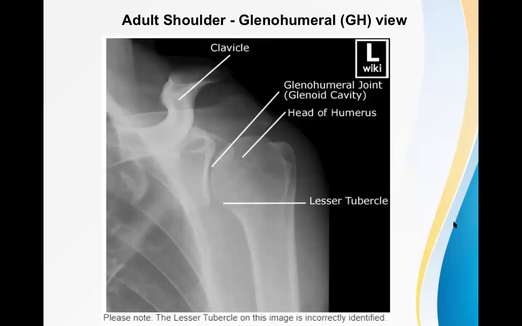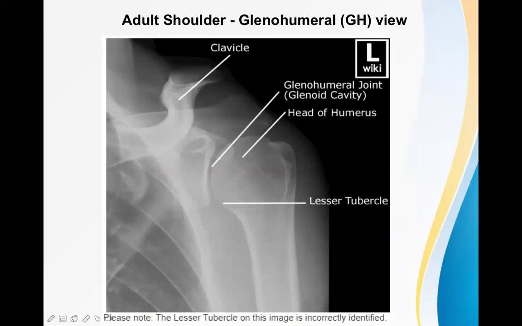Now, there are different types of view of the shoulder. This view is called the glenohumeral view, the glenohumeral view of the adult shoulder. Now, there is one thing which is incorrectly identified in this X-ray, and it is already shown here.